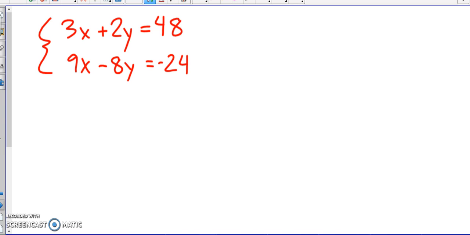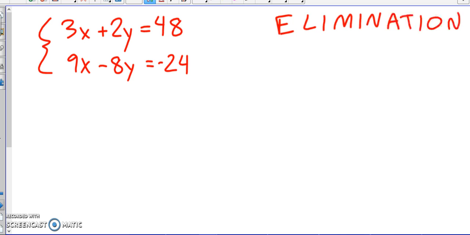All right. I guess I should label this, shouldn't I? Elimination. Which variable do you want to eliminate? There's not a wrong answer, just pick one. Y sounds good. Now remember, you have to multiply one or both of these equations by some non-zero constant so that when you add those together, you get the y to drop out.